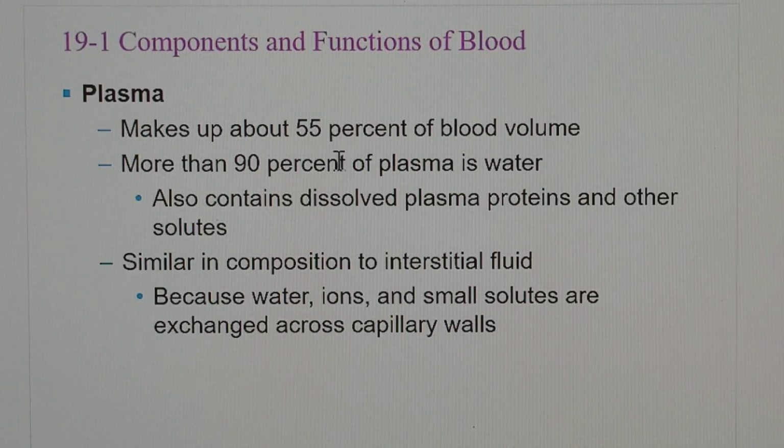Now, plasma makes up about 55% of the blood volume. More than 90% of the plasma is water. So a majority of the blood is plasma, and 90% of that is water. It contains dissolved plasma proteins and other solutes. The most abundant protein in plasma is albumin. Plasma is similar in composition to interstitial fluid, not water, but interstitial fluid, because water, ions, and small solutes are exchanged across the capillary walls.